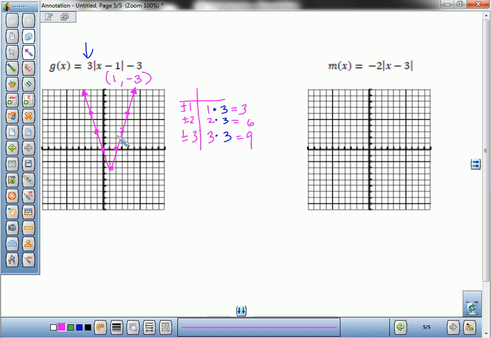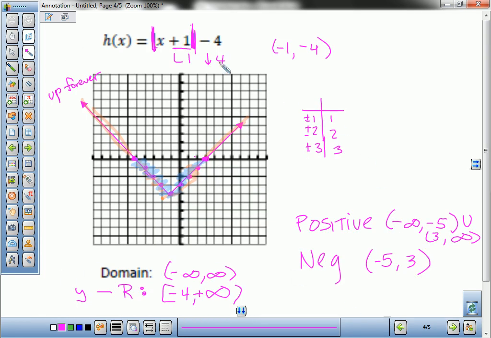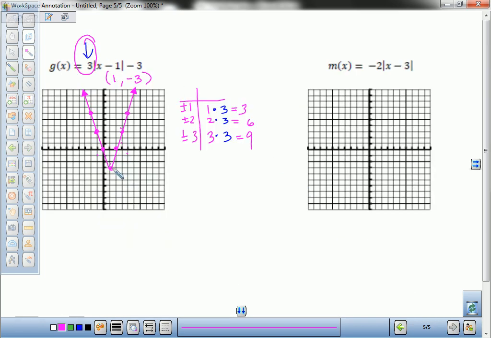Cool. And guys, what you're going to notice is the slope of the right side always matches that number. So if there's nothing out in front, it's an understood 1. So this slope is 1, up 1 over 1. But when there's a number out in front, this side is positive 3 over 1, positive 3 over 1, positive 3 over 1. Okay, now we got to do this one because this is the awkward one.